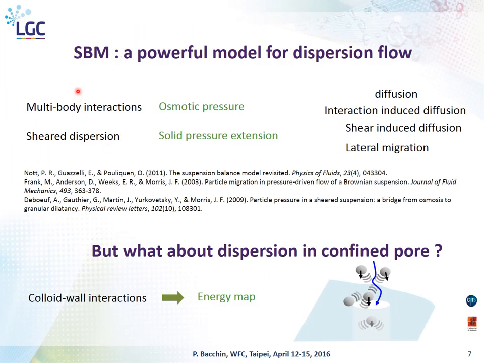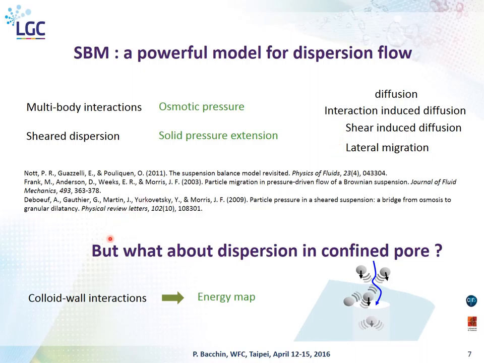So at the end, this suspension balance model has been shown to be a powerful model for dispersion flow because it accounts for multi-body interaction through osmotic pressure, so you are able to describe interaction-induced diffusion, and you are also accounting for shear dispersion. Then through the solid pressure extension, you are also able to describe shear-induced diffusion and lateral migration.